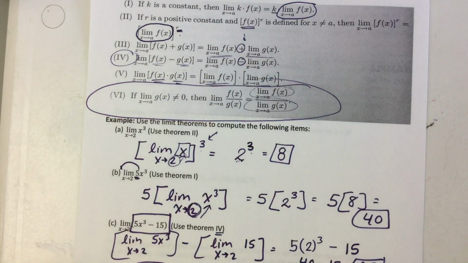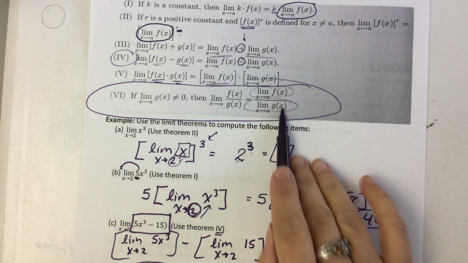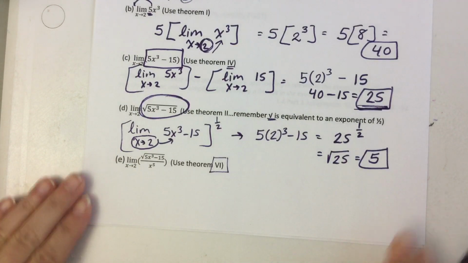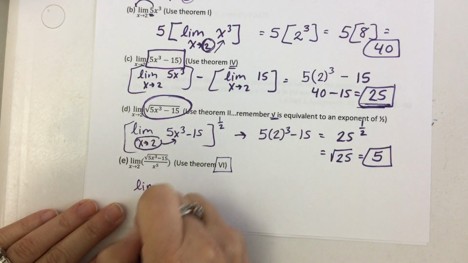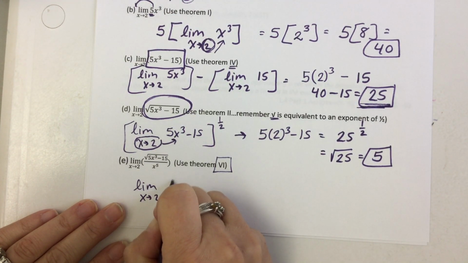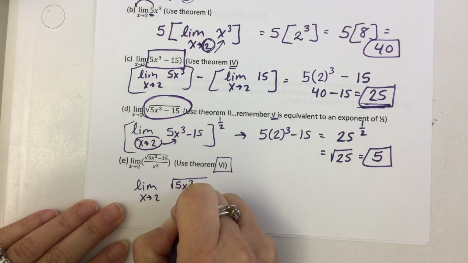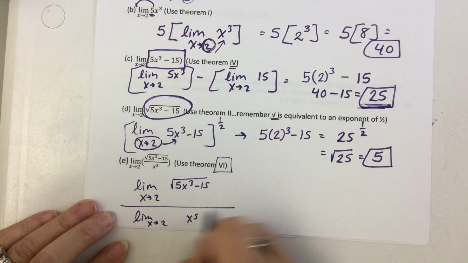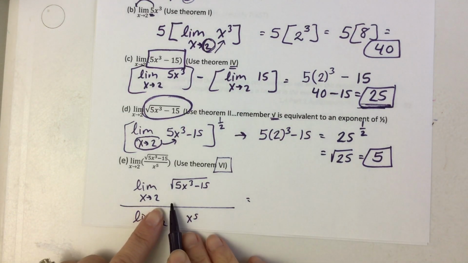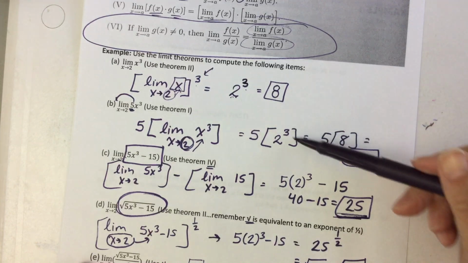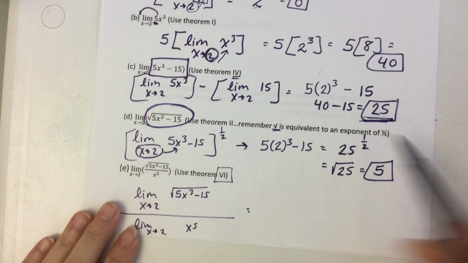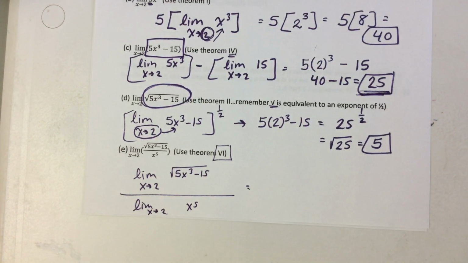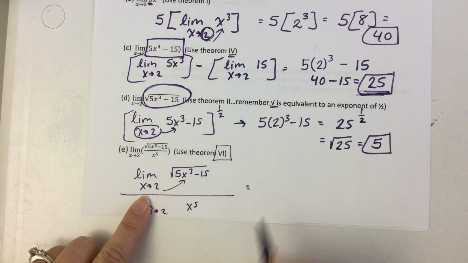Theorem 6 says that what we have to do is find the limit of the top and the limit of the bottom separately. So if I find the limit as x approaches 2 of the square root of 5x cubed minus 15 over the limit as x approaches 2 of x to the power of 5. Okay, again, yes, I've used the same examples. You're probably noticing that, but I want you to see that there's so many different ways you could do this, okay? So right now, let's just go ahead and fill that in.